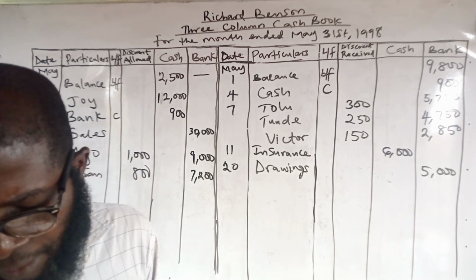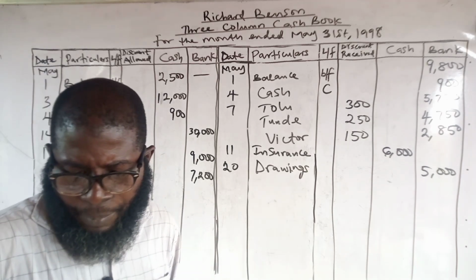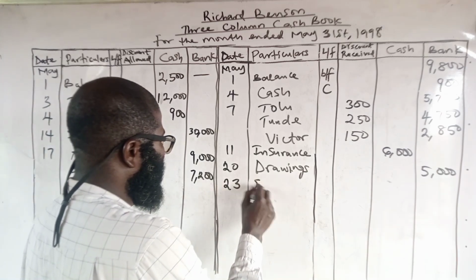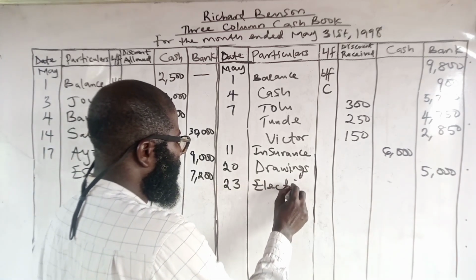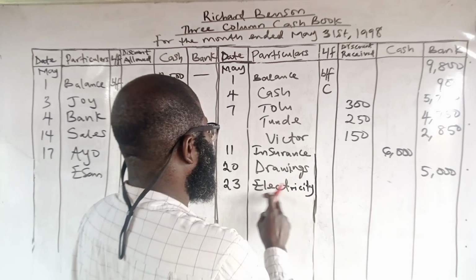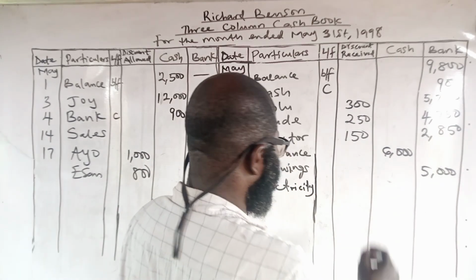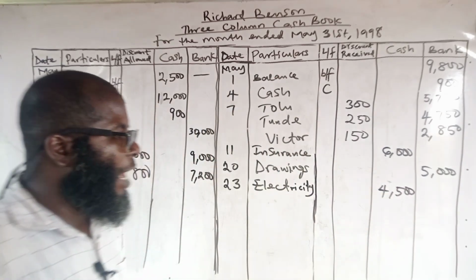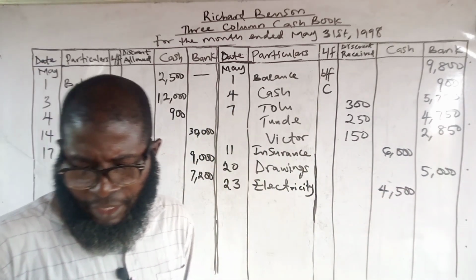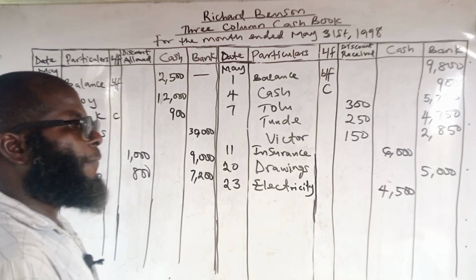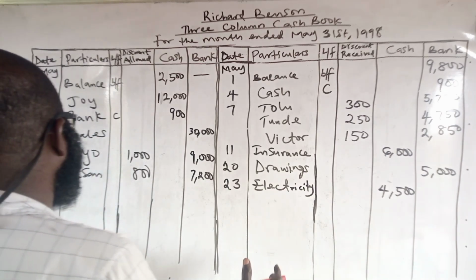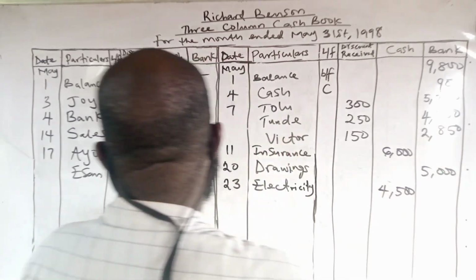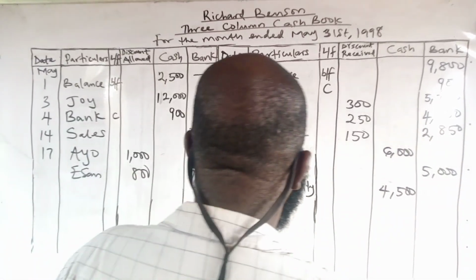Now, May 23rd, paid electricity by cash. May 23rd, electricity. Now, electricity, we have 4,500 here. Now I'm done with the posting of the entries. The next thing is to get the total figures we're having on both sides, I mean the debit and that of the credit sides.